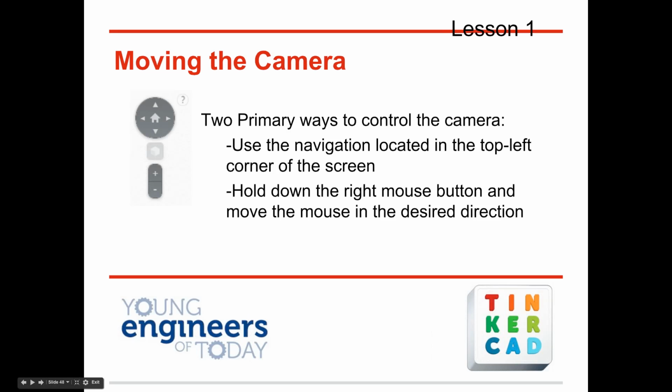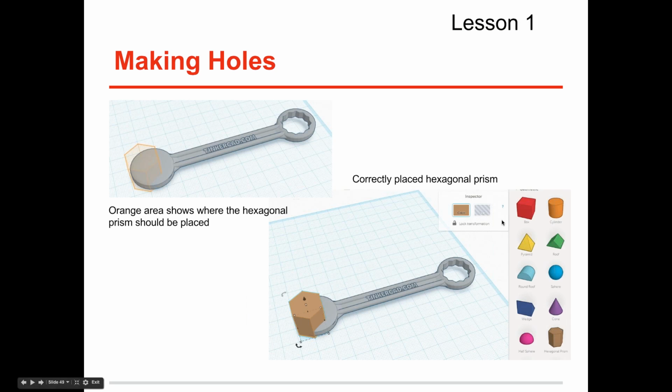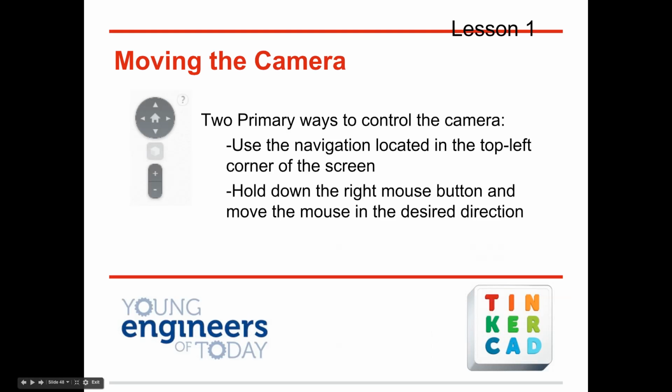All right. Moving the camera. This was the second lesson. Just going to give you some overview. There are two primary ways to control the camera. You can use the navigation located in the top left corner of the screen, or you can hold down the right mouse button and move in the desired direction. So if you hold down your right mouse, you can actually take control of your screen and move it around to your liking.